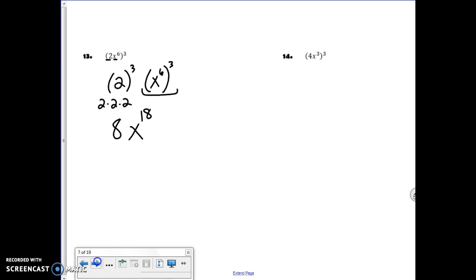14 is very, very similar. Same thing. Remember the 4 and the x, we have to treat them separately. So I'm going to take 4 to the 3rd and x to the 3rd to the 3rd. Okay? 4 to the 3rd, that is not 12. That is 4 times 4 times 4. 4 times 4 is 16. 16 times 4 is 64.